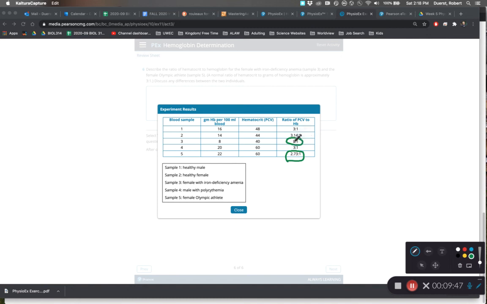So the female Olympic athlete, out of all the samples shown, samples 1 through 5, has the highest concentration of hemoglobin per red blood cell. And that female with iron deficient anemia has the lowest concentration of hemoglobin per red blood cell.